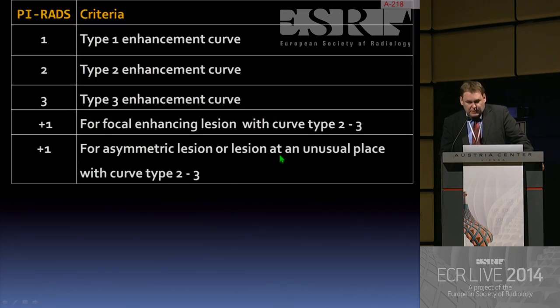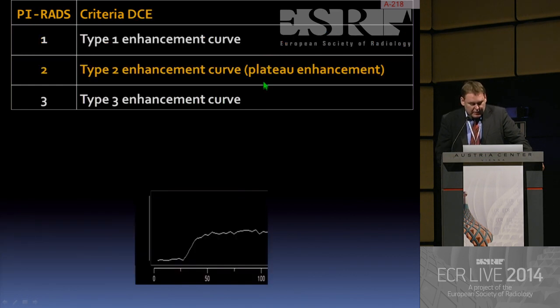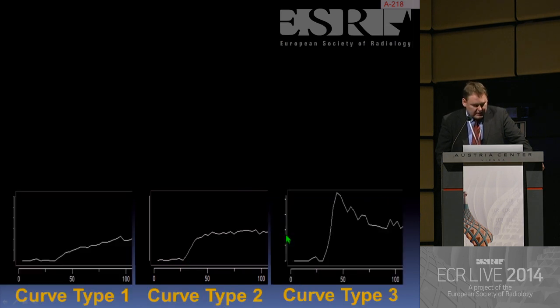Now a couple of words about DCE, dynamic contrast enhanced imaging. These criteria are primarily based on the signal intensity time curves, which are very well known already for almost 20 years. So it is a type 1 curve signal intensity. It means the progressive enhancement or cumulative enhancement of the lesion. Type 2 enhancement curve is a wash-in with the following plateau. And type 3, that's the one that washes away. The curve number 3 is with a wash-in, wash-out. I think this is very well known.